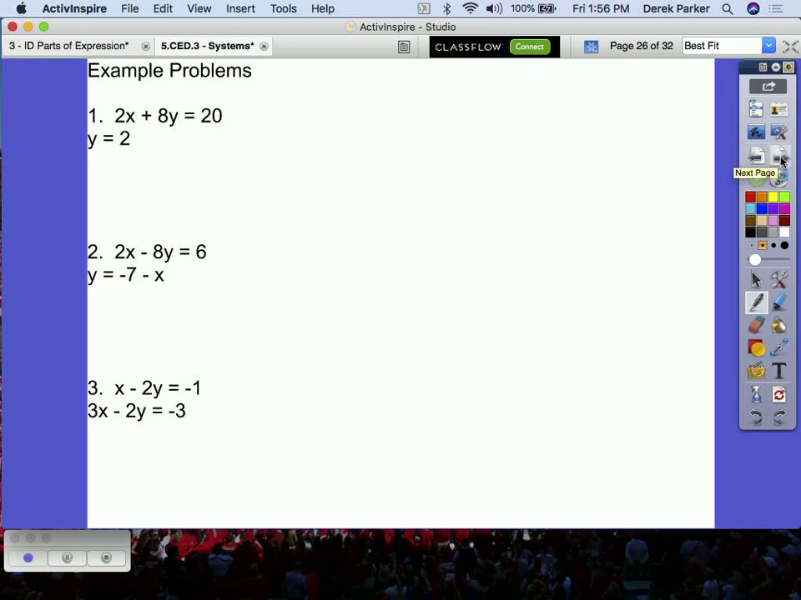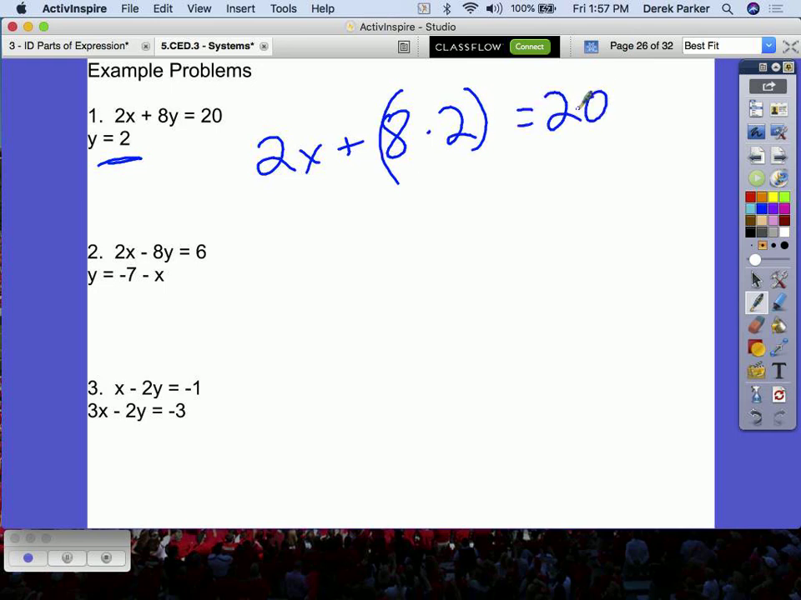Let's look at number 1. I skipped over the last slide, so if you want to go over that example, you can pause the video. On this one, I'm going to look at number 1. When you have a problem like this, it is as easy as it looks. Y equals 2. So all you have to do is go 2x plus 8 times 2, and I'm going to put that in parentheses just so we know we want to do that first, equals 20.